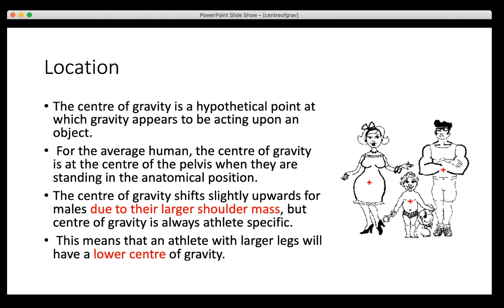So that's why it is a little bit upper in males as compared to females. So this is the reason. Secondly, this means that an athlete with larger legs will have a lower center of gravity. This is the second point.